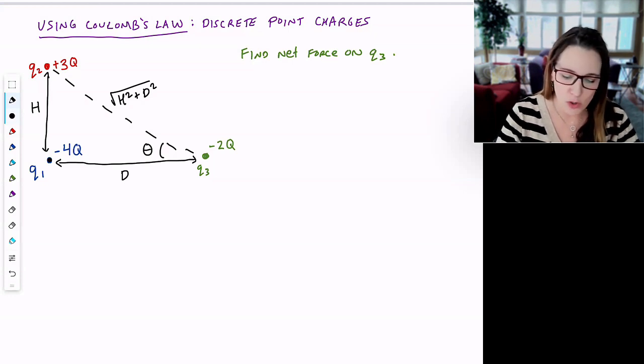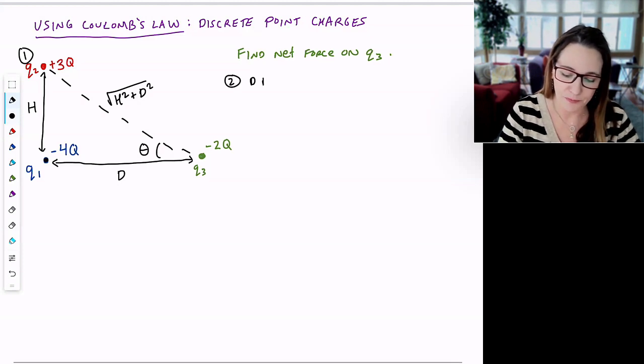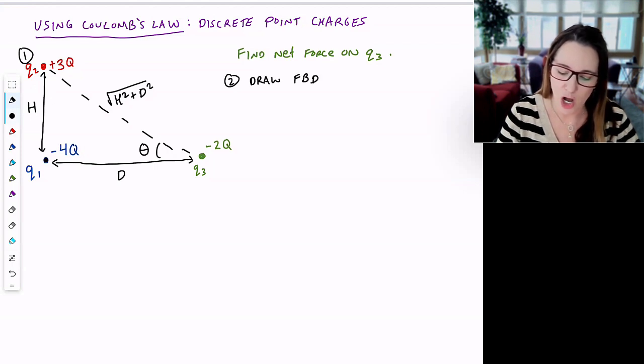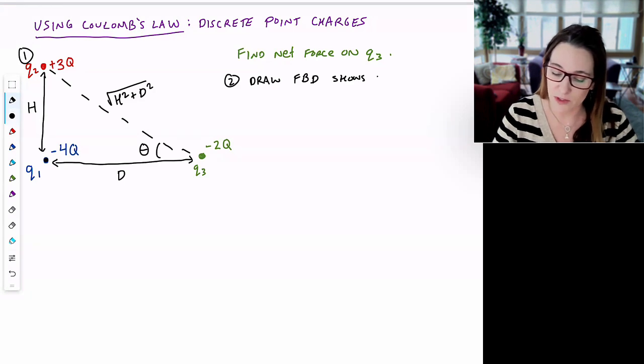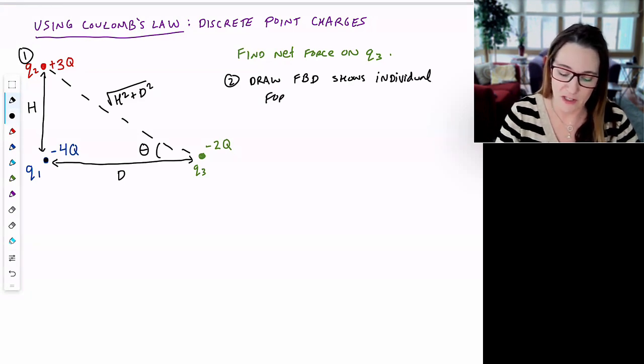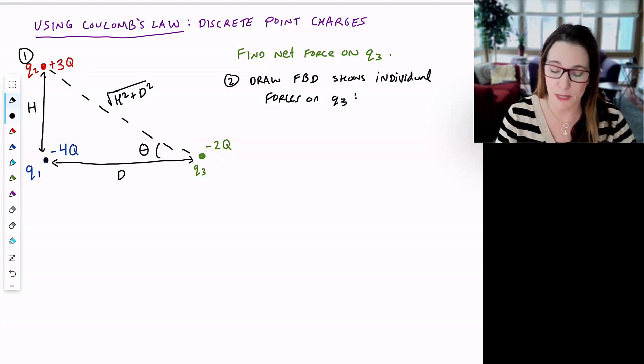Step two is going to be to draw the free body diagram. We're going to draw the free body diagram that shows the individual forces on Q3, not just the net force, because those are the vectors that we're going to be adding.